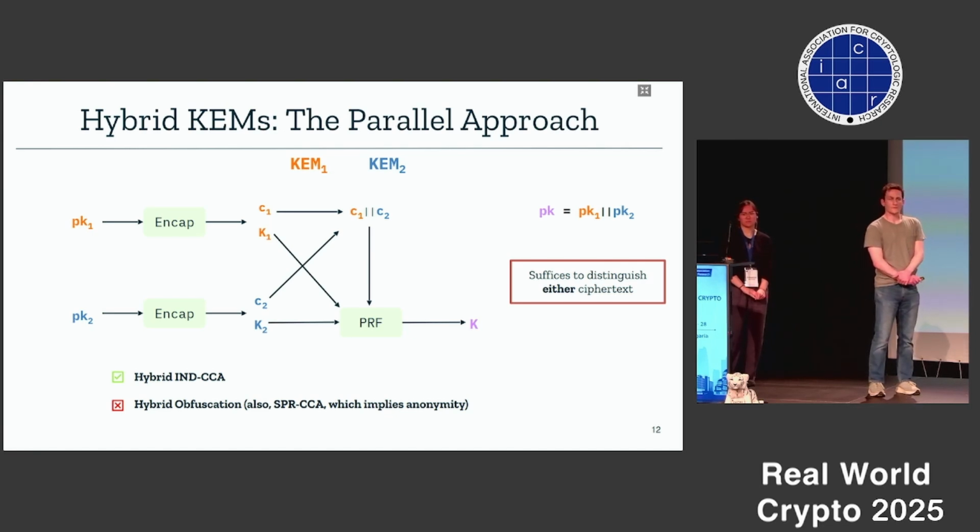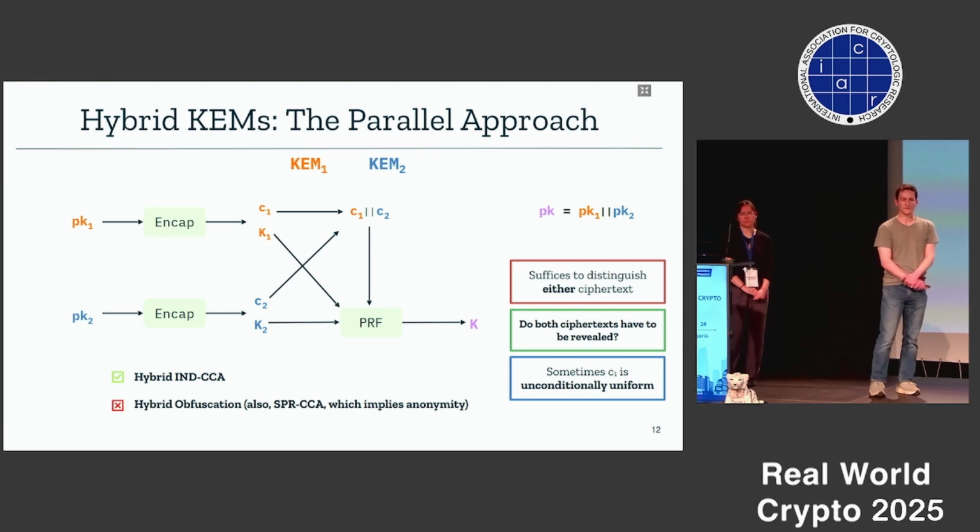It is not a priori necessary to reveal both of these ciphertexts at the same time, right? You might think maybe you can reveal just one of these ciphertexts and use some intermediate keying material to encrypt the other ciphertext, so you only have to reveal one and not the other. In addition, we'll note that sometimes ciphertexts are statistically uniform. That is, they don't rely on any computational assumption for uniformity. This is the case for Diffie-Hellman key exchange with Elligator encoding. So can we use this intuition to build a new KEM?